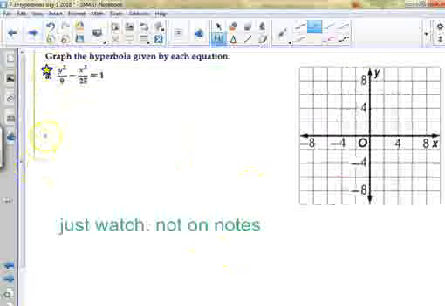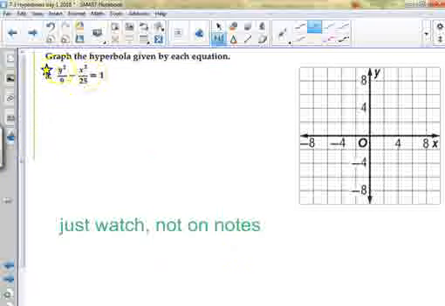Okay, just watch me. This is a basic one whose center is at 0, 0. Everybody good? As there's no X minus H, Y minus K up there. In the Y direction, it's going to go 3. A is 3 because it's underneath the Y squared term that is positive. So in the Y direction, I'm going to go 3 this way and 3 this way. In the X direction, I'm going to go 5 from the center. So I'm going to go out to 5 this way and 5 this way.